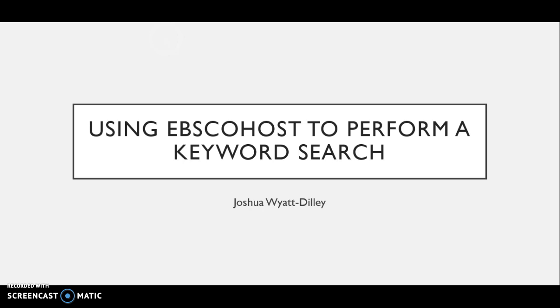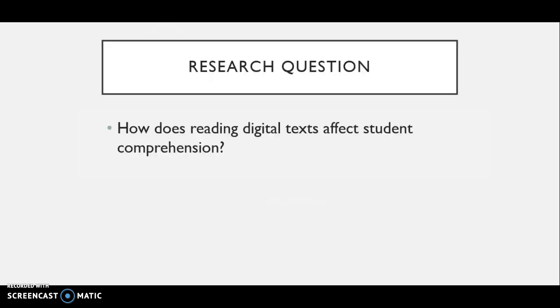So the first thing when we're doing research is we have to decide, obviously, what we are going to research. From that research topic, we will then form a research question that will help us to narrow the topic down. For the purpose of this video, I'm using the research question, how does reading digital text affect student comprehension? From this question, we will then determine what the most important words are, which we call keywords, and those keywords will be used for our database search. I've determined that the keywords in this research question are digital, student, text, and comprehension. When we get to EBSCOhost, we will use these words in our search.